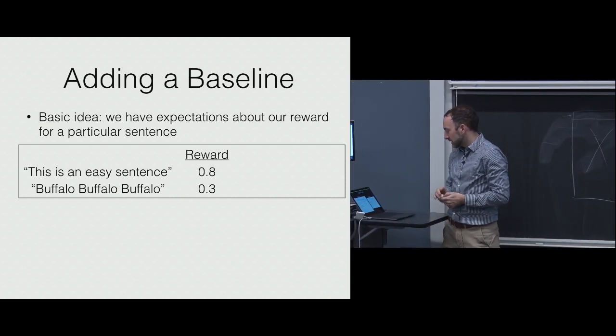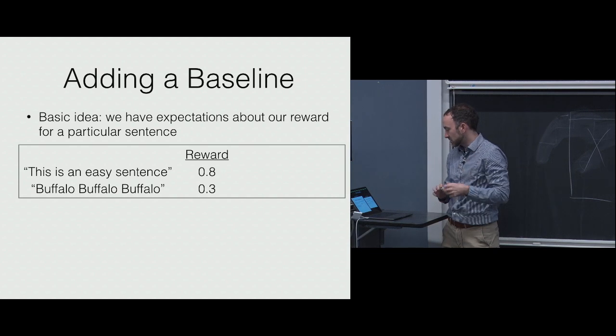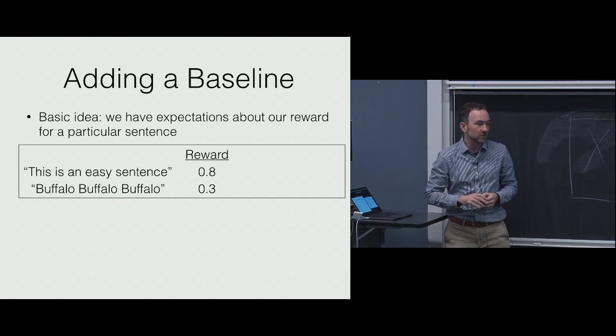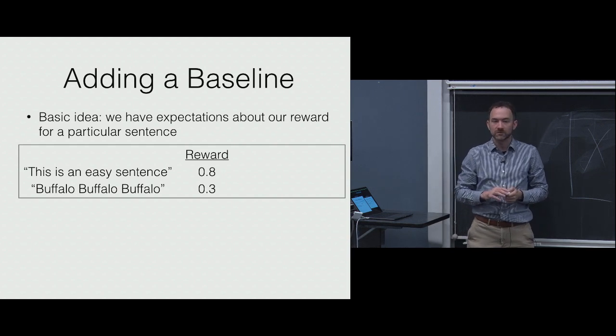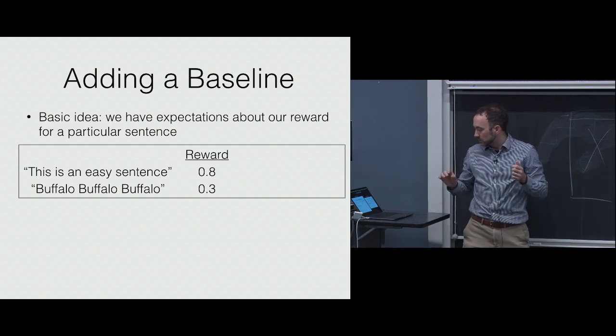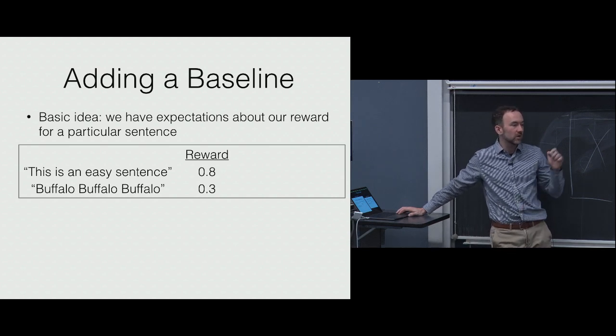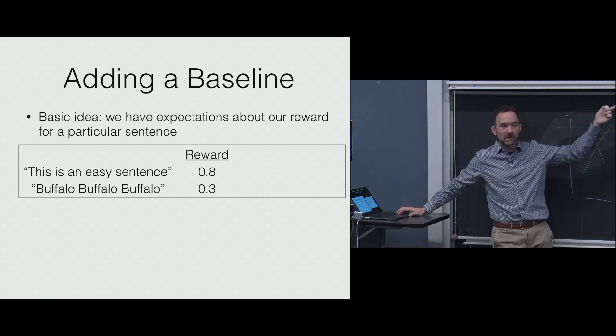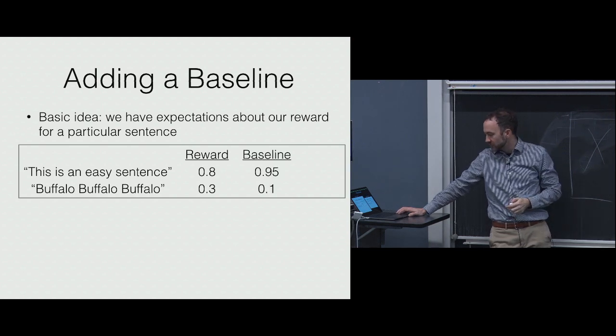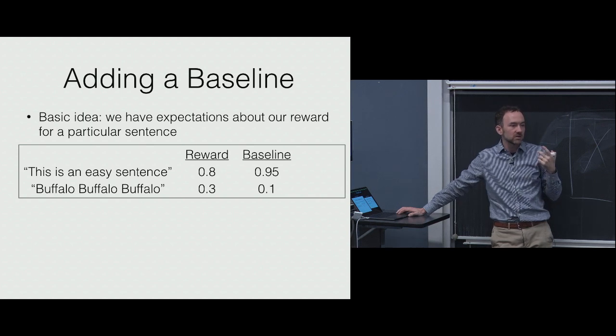So let's say you fed these into your system, and you got a reward of 0.8 for the first one, and a reward of 0.3 for the second one. It looks like you did better on the first one and worse on the second one, but in reality, the first one's super easy, so you expect that you should do a good job. The second one's hard, so you expect that you shouldn't do a good job. So what we have is something called a baseline, which expresses our a priori expectation of how well we're going to do on that example.